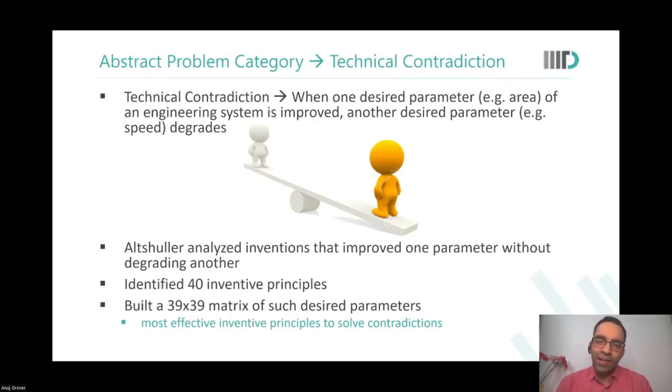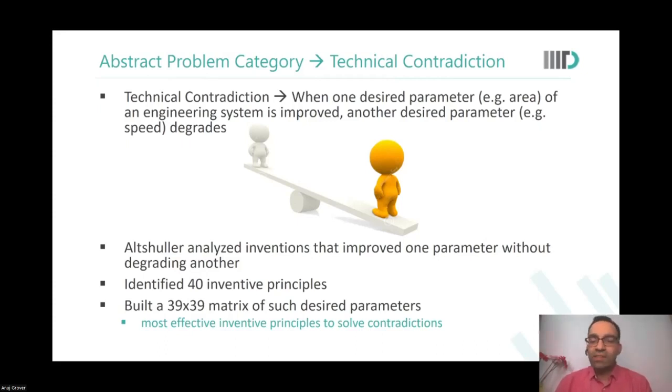So in this method of applying inventive principles, what we are looking at is that neither speed nor area, neither of the two desired parameters, should get compromised when we are finding a solution to the problem. How is this possible? In reality, as soon as I reduce the area, the speed degrades. So all my energy is then focused on how to reduce the area only this much that my speed remains acceptable. That is where we struggle.